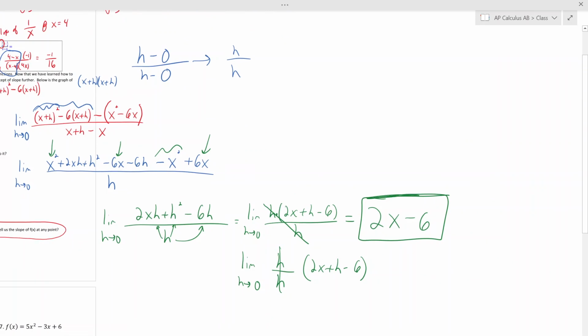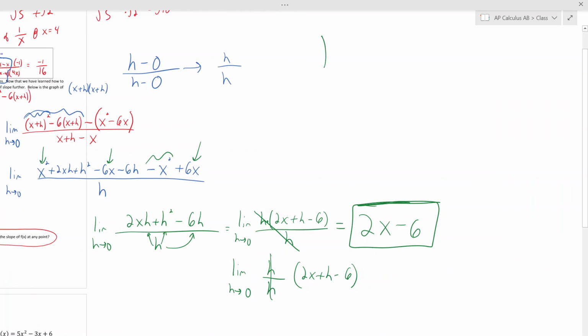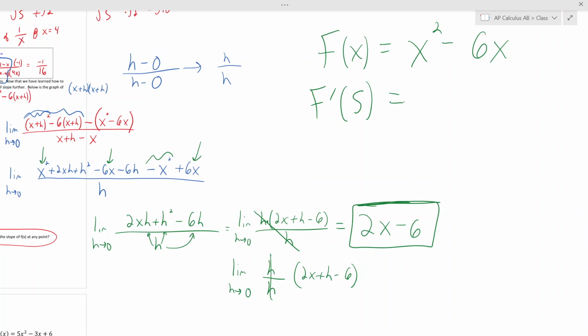Let's double check. The way we denote slope, check it out. If f of x is x squared minus 6x, to say, hey, find the slope at 5, you write it like that. That's read as f prime of 5. That's what that says. It says find the slope at 5. But if I put 5 into this formula, what do I get? You come here. You see this? You get 4.